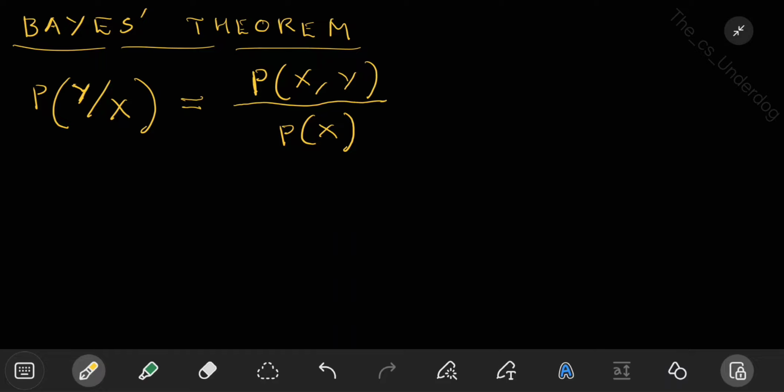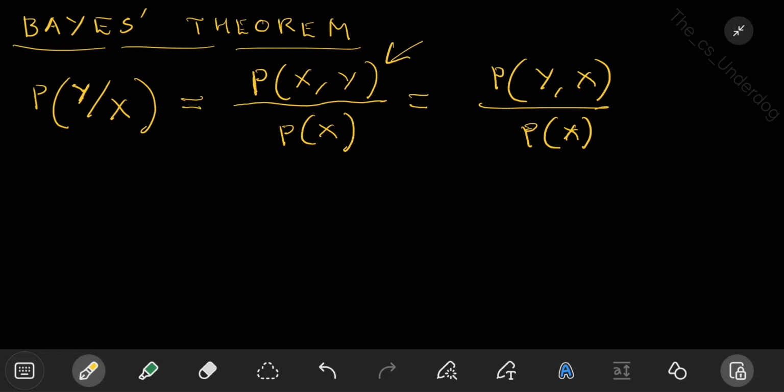Occurring alone means, irrespective of the value of y, what is the probability of x? So what is the other way of reframing the same statement? This can also be written as probability of yx divided by probability of x. Do you agree with this? Because probability of xy is the probability of x and y occurring together, and probability of yx is the probability of y and x occurring together. These are one and the same, so you can write probability of xy as probability of yx, right?